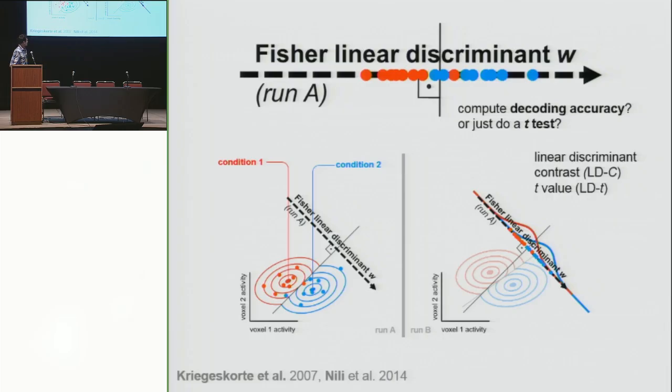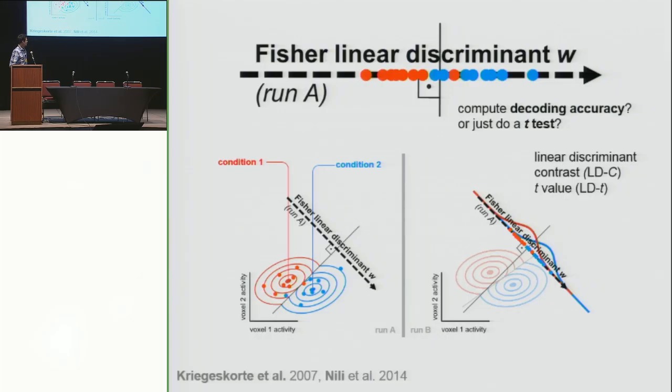So this suggests using the linear discriminant contrast, LDC, or the linear discriminant t-value, which is this contrast normalized by its standard error, as a measure of the separation in the multivariate space of two patterns. So it's a really very straightforward way of estimating the separation.